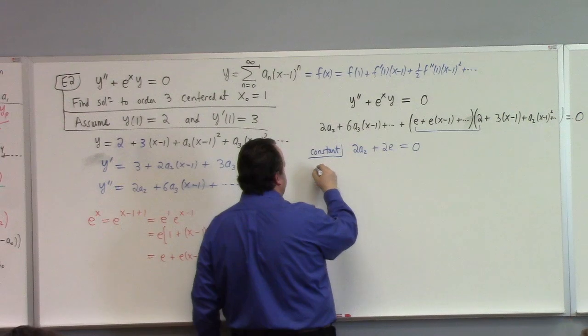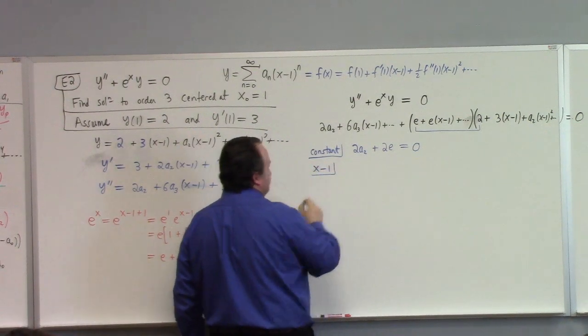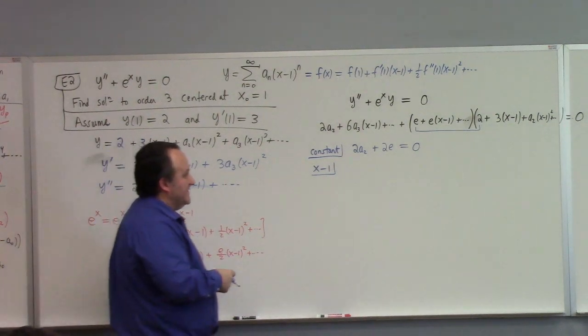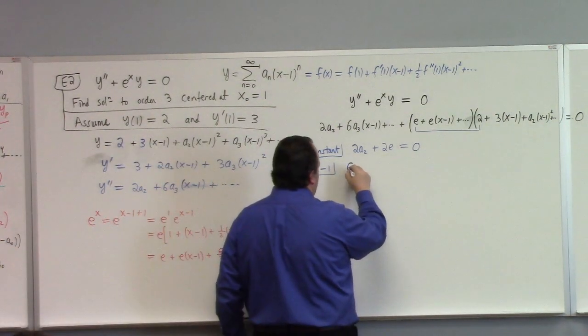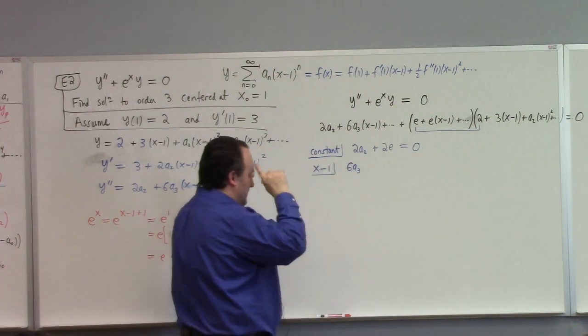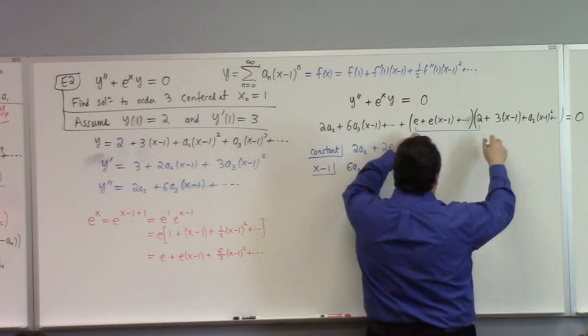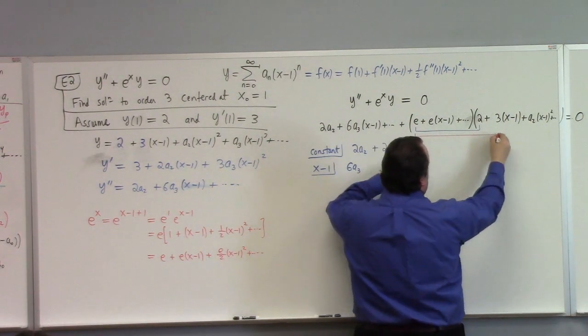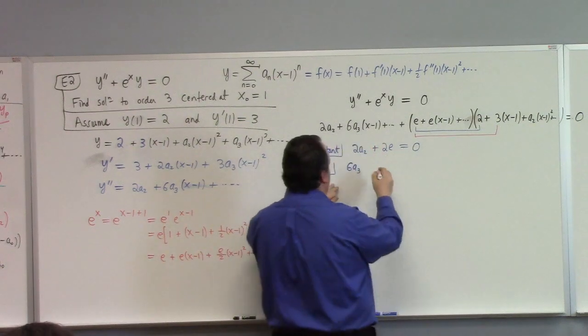What's up next? Well, x minus 1. And what do I have in terms of x minus 1? Well, let's look. We've got a 6a3 from here. What else? All right, so I've got this e times 3. That gives me a 3e.